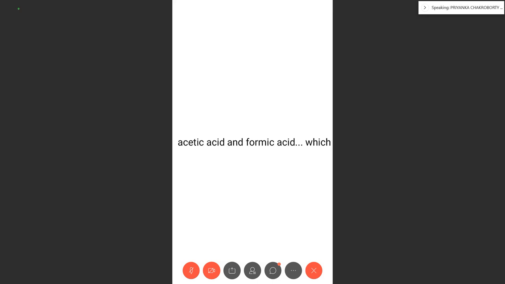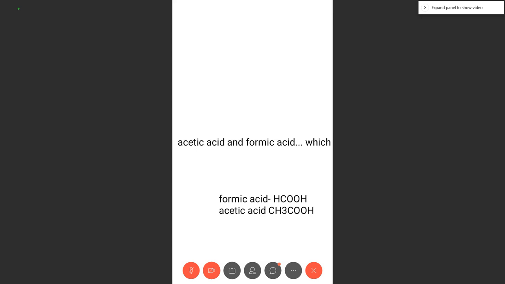Clear? Am I audible? Students, can you hear me clearly? Yes, ma'am. Okay. According to Brønsted-Lowry concept, the acid is a substance which gives a proton, or it can be defined as a proton donor. And the base is a substance which accepts the proton, or it can be defined as proton acceptor. So acidity comes from carboxylic acid.